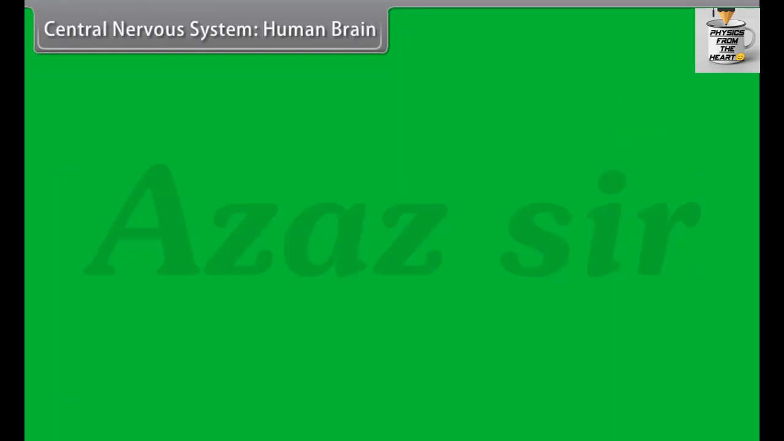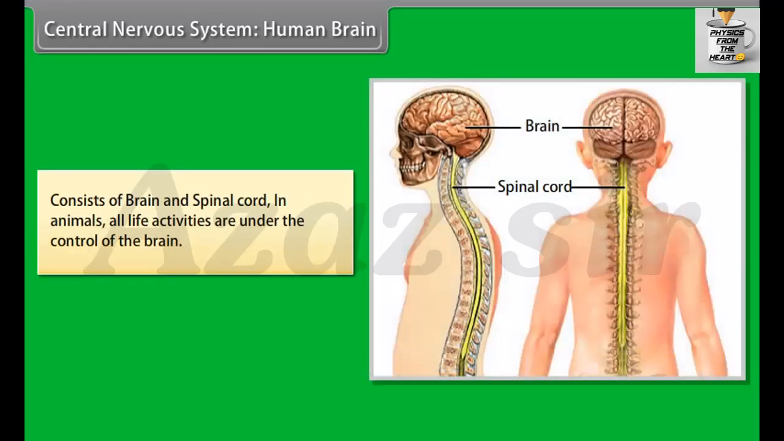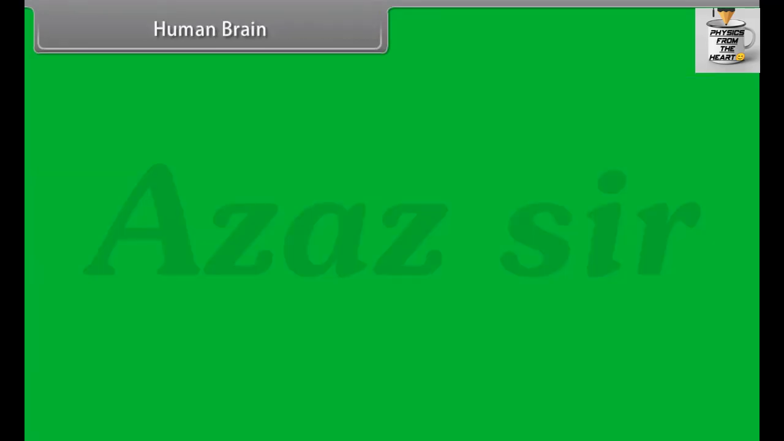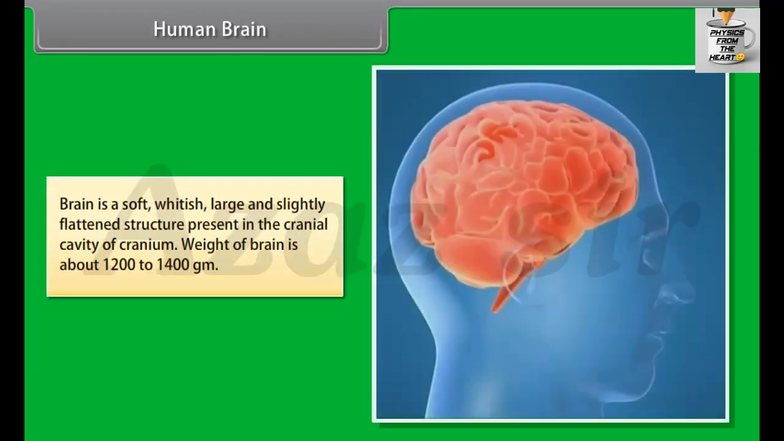Central nervous system. The central nervous system consists of brain and spinal cord in animals. All life activities are under control of the brain. Human brain. Brain is a soft, whitish, large and slightly flattened structure present in the cranial cavity of the cranium. Weight of brain is about 1200 to 1400 gram.